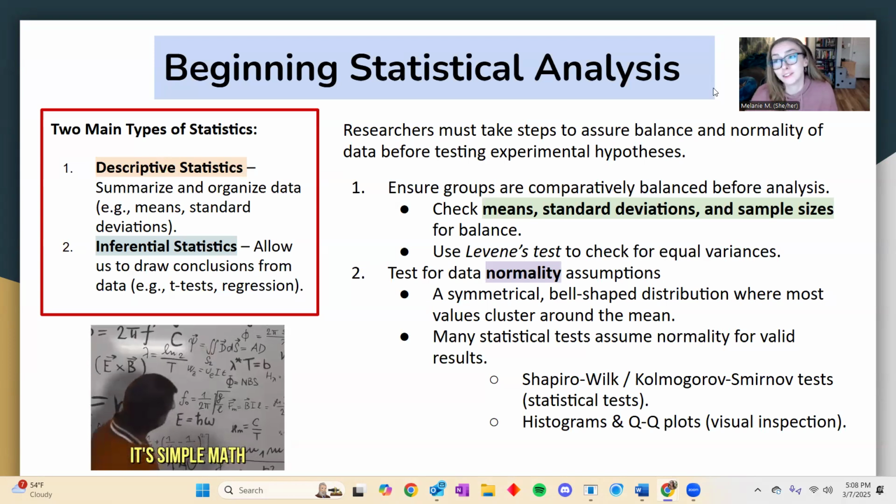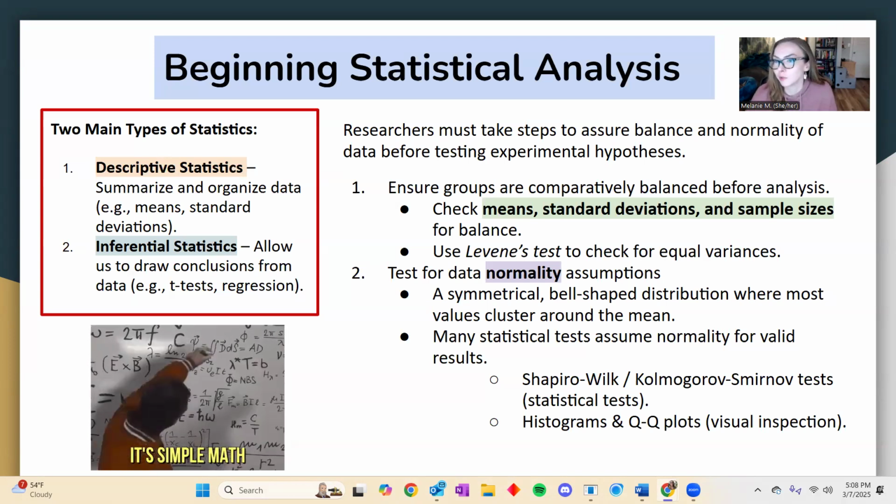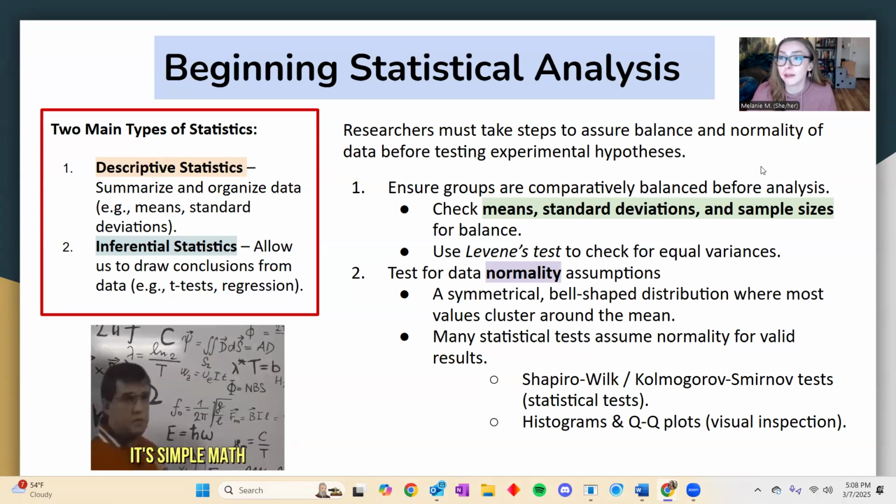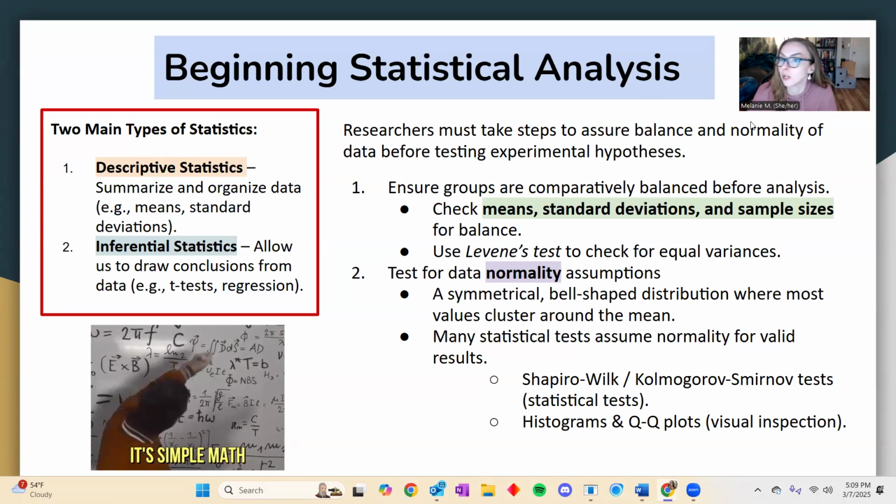All right. So there we go. Introduction to experimental research. We just talked about the basic two-group design. It will get more complicated, so buckle in, but welcome to experimental research.